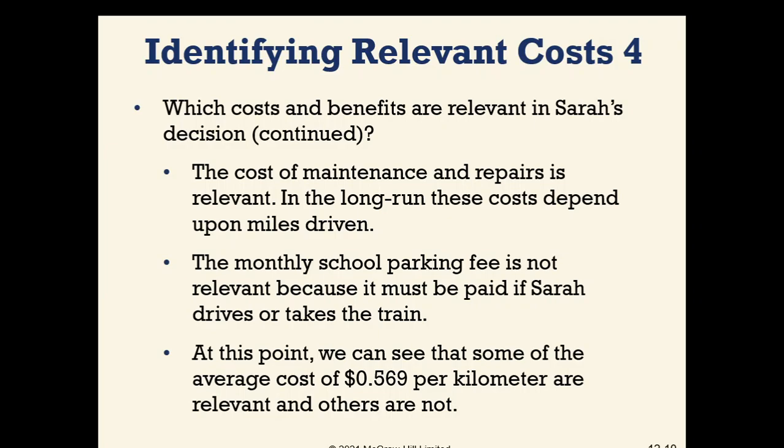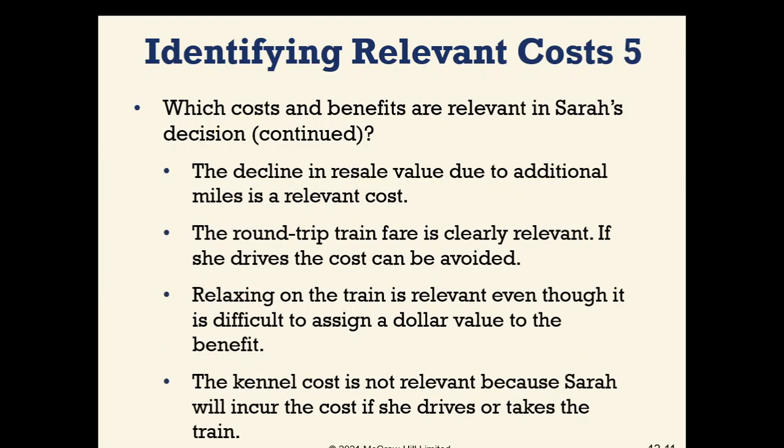So at this point, we can see that some of the average cost of 0.569 per kilometer are relevant and others are not. One thing to note here is we are in Canada. We do use kilometers. The fact that it broke it down on a per mile basis, I think, is a typo since they're now stating that it actually is per kilometer and not per mile. But using the two different bases, of course, would yield different results.